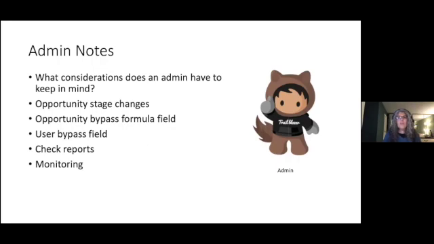And then I'm also going to write out admin notes. So what consideration does the admin have to keep in mind to maintain this code? For example, if they change the opportunity stage, that has implications, right? They need to know to update the custom metadata records. If we're using that formula field in the opportunity, they need to know where it is and how to adjust it and what it's doing, or if they're creating a new finance user, they might need to check the user bypass field for them. And here's the reports that you can use to monitor the data, and here's how you go about monitoring the code to make sure there aren't any issues. So I'll want to be able to persist support for this code and make sure that there's a good handoff of information.